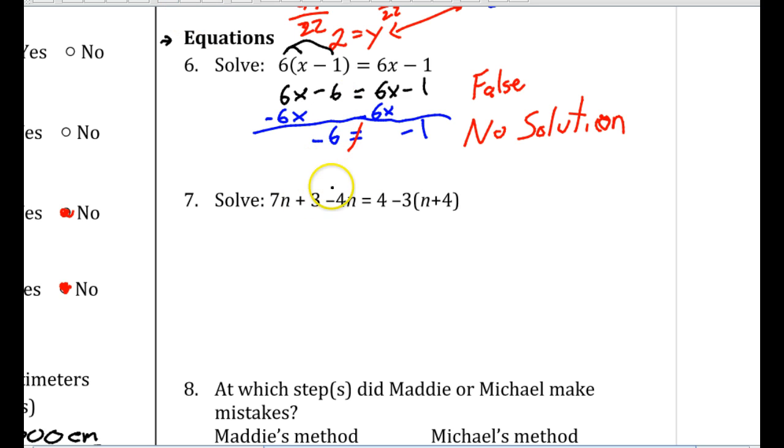And below, number 7. See, we've got some parentheses. Let's start here first. Distribute the negative 3. So negative 3n, negative 3 times 4. Bring down everything else. Bring down the 4 equals, let's go ahead and combine these two. 7n minus 4n is 3n plus 3.